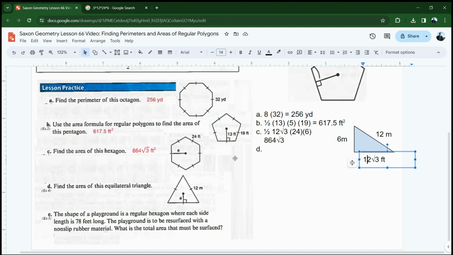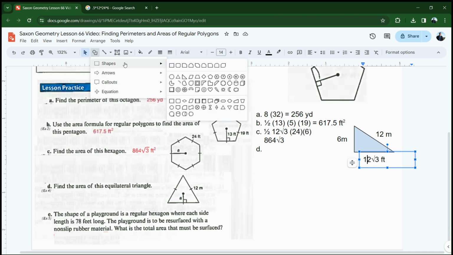So letter D, we have to find the area of an equilateral triangle. On its face, this looks like it's going to be pretty easy. But actually, it's really easy to do this in a hexagon. It's not quite as easy in an equilateral triangle. So let's see if we can figure this out.